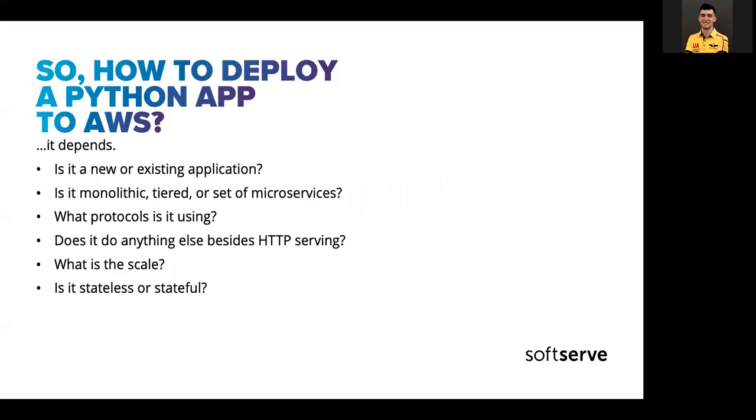So how to deploy a Python application to AWS? We still can't answer this question because it depends. Is it a new or existing application? Is it monolithic, tiered, or a set of microservices? Because all of those architectural things will influence which components we will be using. What protocols is it using? Is it only HTTP, or is it WebSockets, or is it a proprietary protocol or whatever?